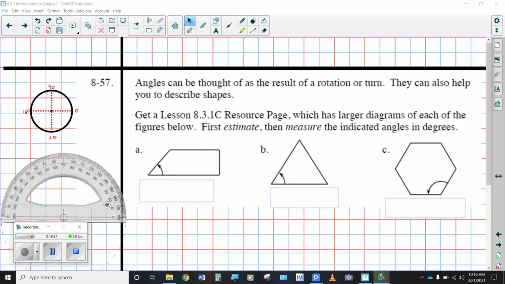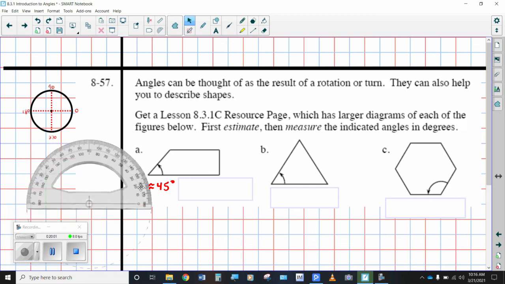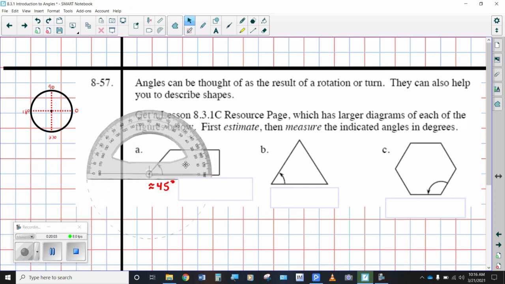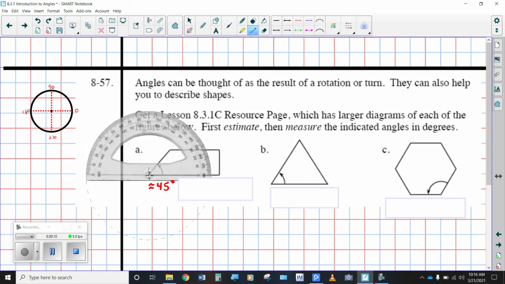Go ahead and take a little time working on that. All right, so we should start with the estimate. I said that was about a 45-degree angle. Let's see what it actually is. It actually looks like it's closer to 50 degrees, right? And, you know, sometimes you've got to take a little line. It's like, okay, where does that go? Yeah, it goes to about 50 degrees.